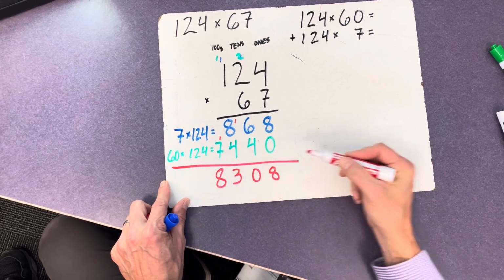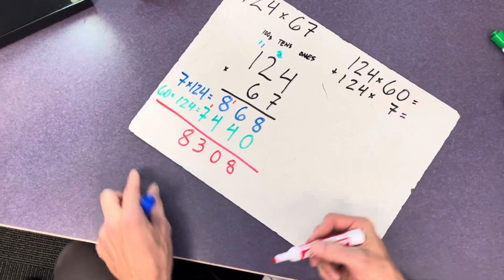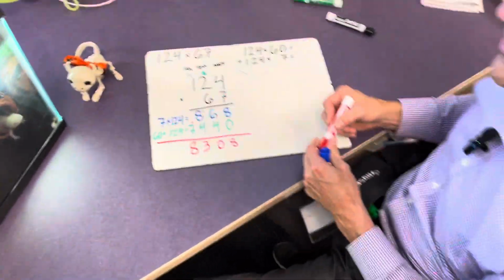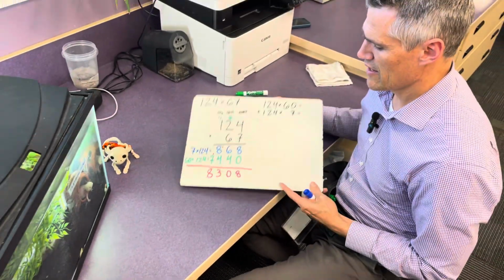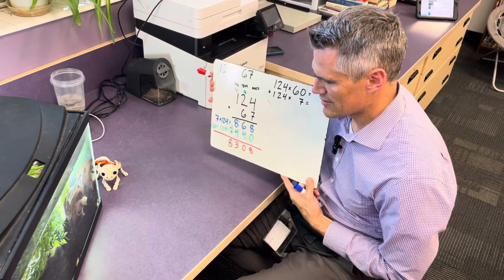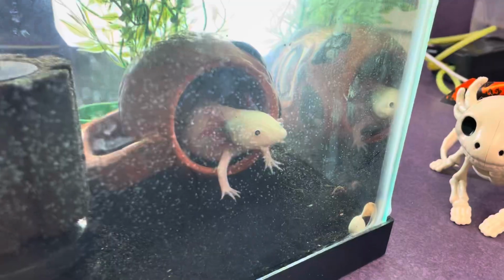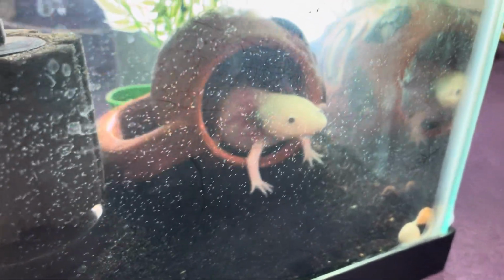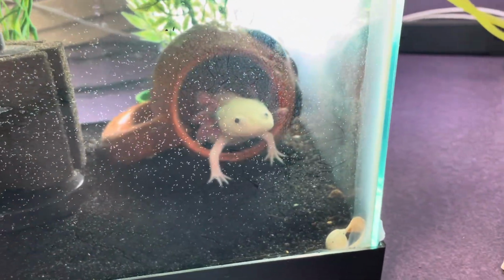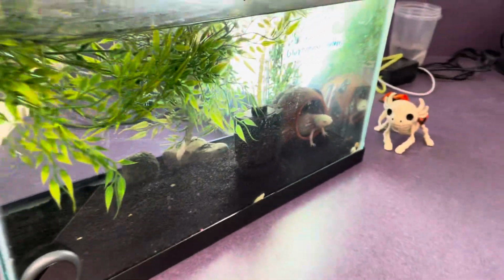So Glubtimus, 67 times 124 is 8,308. How does that sound, buddy? Oh, that's pretty good. Could you do one like this now? Sure. Okay, I'm going to write it on the board.